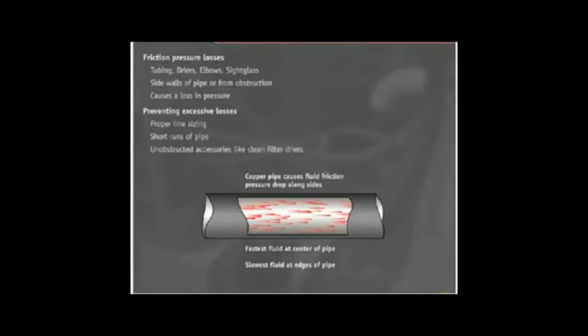Some of the fluid energy is used to overcome friction from the side walls of the pipe or from an obstruction such as the filter dryer. This lost energy in the fluid causes a loss in pressure, which is why liquids must be subcooled before experiencing these pressure drops to prevent liquid flashing. Proper line sizing, short runs, and unobstructed accessories like clean filter dryers can prevent excessive friction pressure drops.